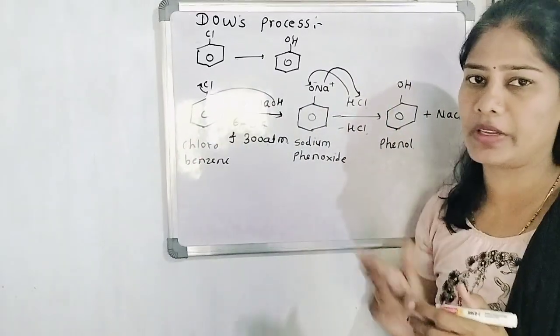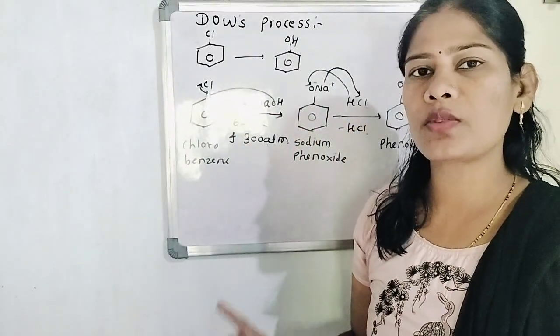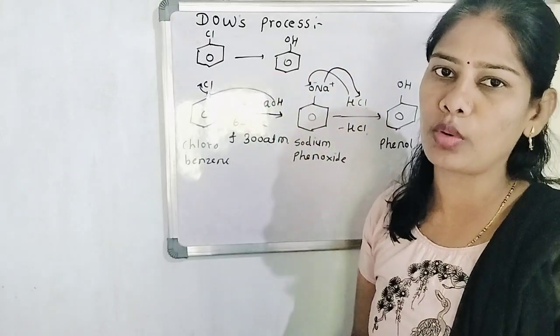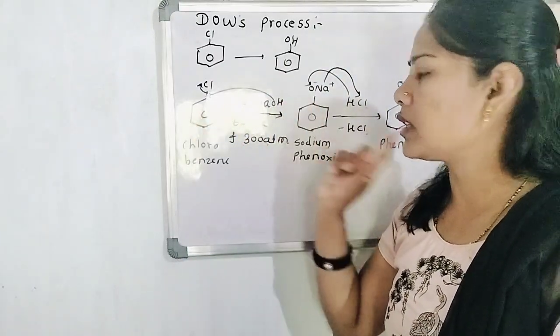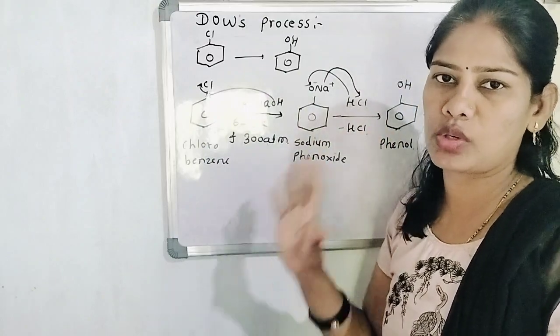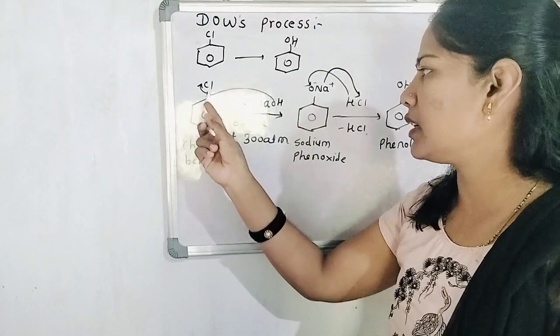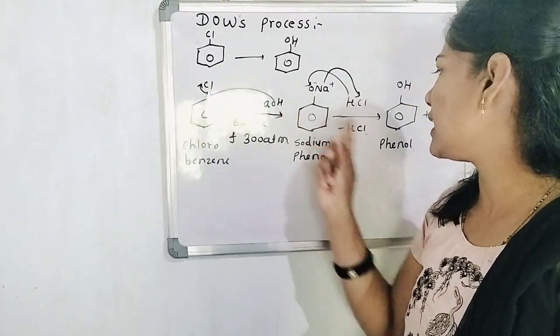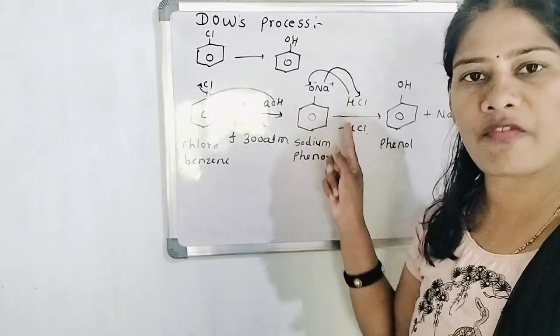See, again I will repeat this reaction, the Dow process. What happens in this Dow process? We have to prepare phenol from chlorobenzene. When chlorobenzene reacts with aqueous NaOH at very high temperature and pressure, what happens? Attack of this ONa on the benzene ring, with removal of HCl. So benzene containing ONa is formed, that is sodium phenoxide.